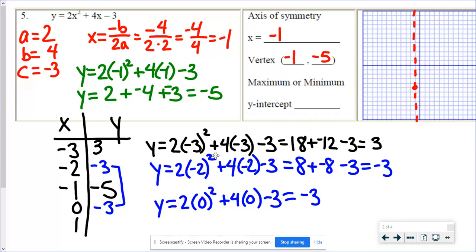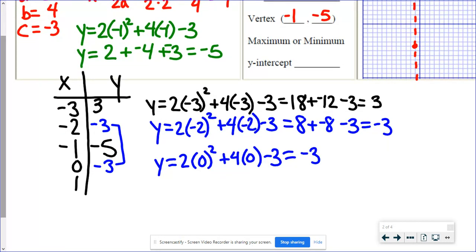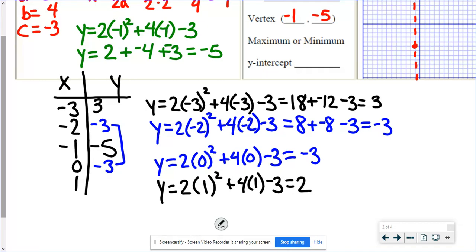And again, you should know what I'm going to get for this last answer, but I'm going to show the work. So y is equal to 2 times 1 squared plus 4 times 1 minus 3. 1 squared is 1 times 2 is 2. 4 times 1 is 4. So right now I'm at 6 minus 3 gives me 3. And again, those match just like we thought they would.